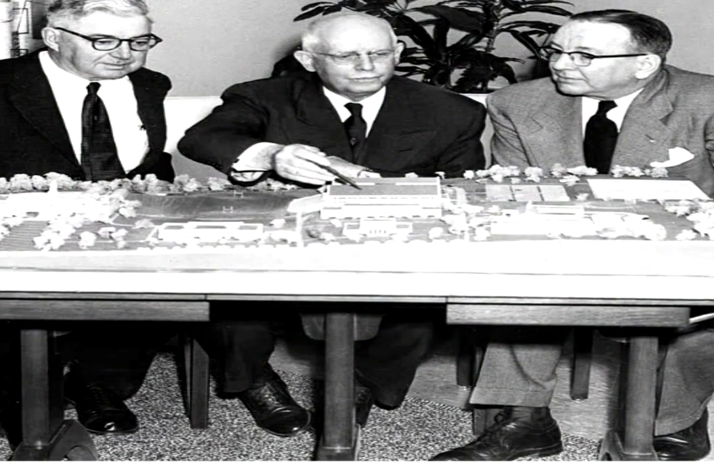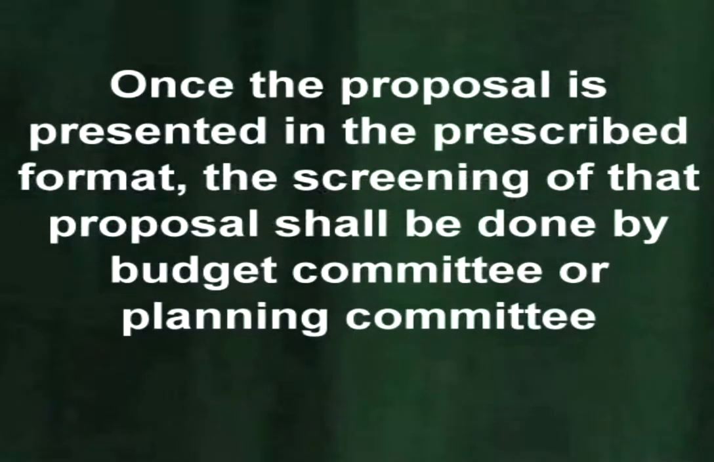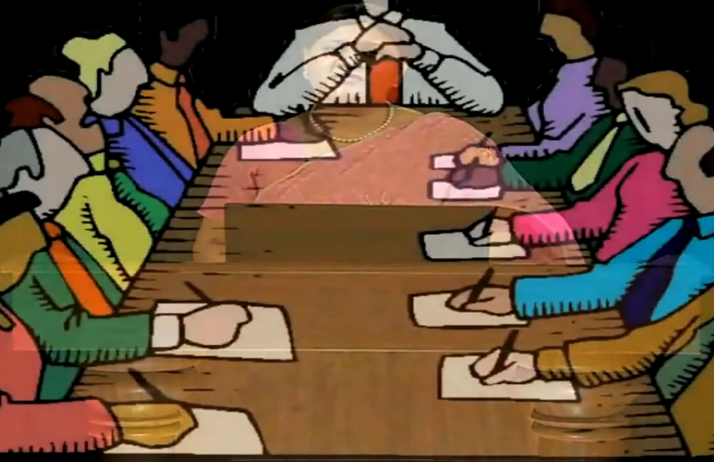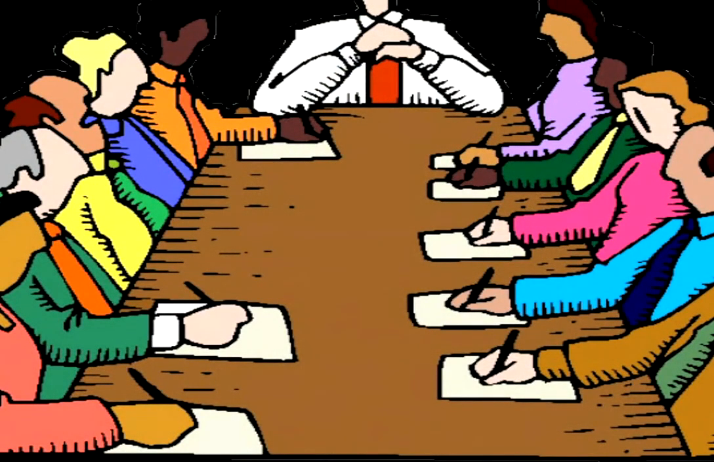What will they do? They will do the screening of this proposal. Once the proposal is presented in the prescribed format, the screening shall be done by the budget committee or planning committee. They shall find out whether this proposal is as per the standards set by the committee or top management. They shall look into whether the project is in line with the long-term development program of the company or not. If they find it suitable, then further economic evaluation of this proposal shall be done, else it shall be rejected.